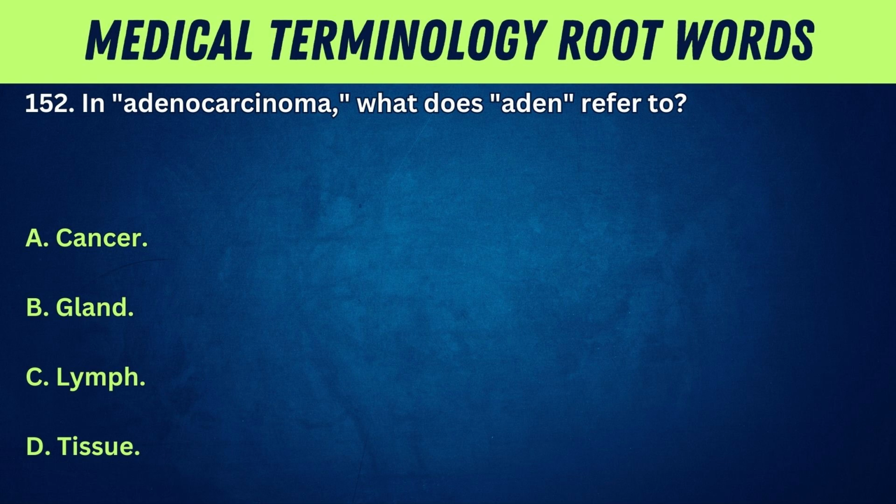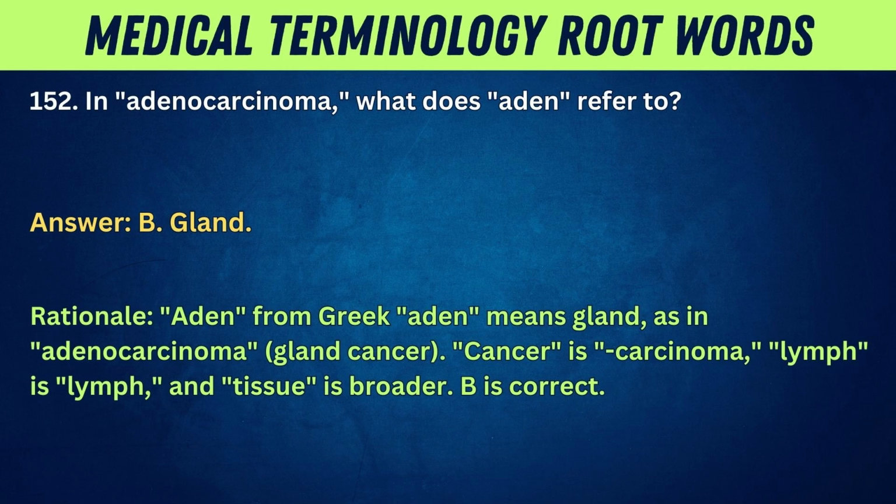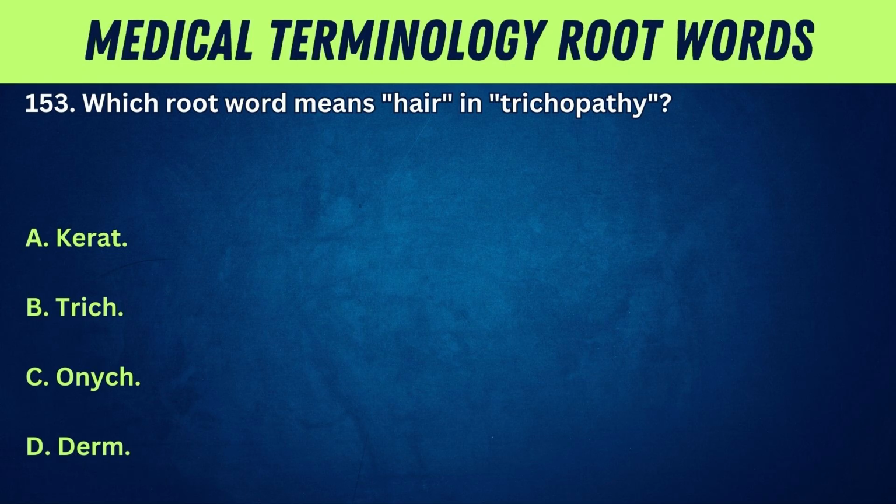152. In adenocarcinoma, what does Aden refer to? A. Cancer. B. Gland. C. Lymph. D. Tissue. Answer: B. Gland. Rationale: Aden from Greek aden means gland, as in adenocarcinoma, gland cancer. Cancer is carcinoma, lymph is lymph, and tissue is broader. B is correct.